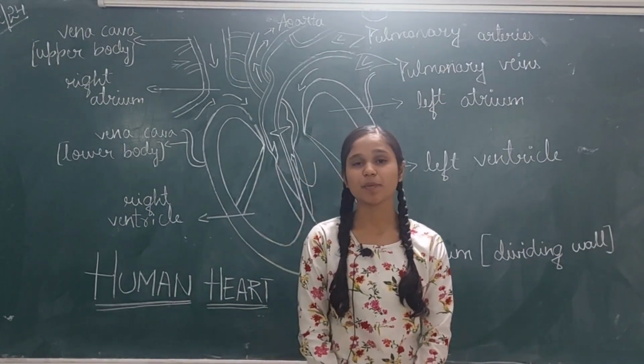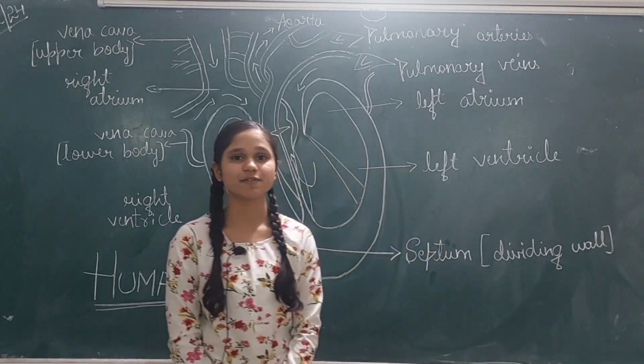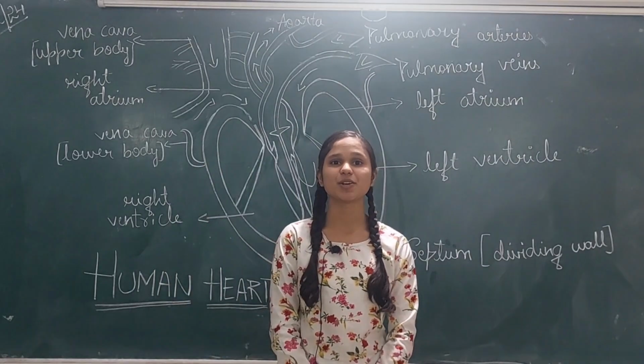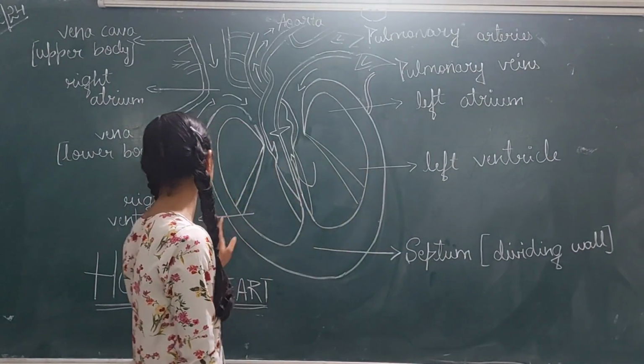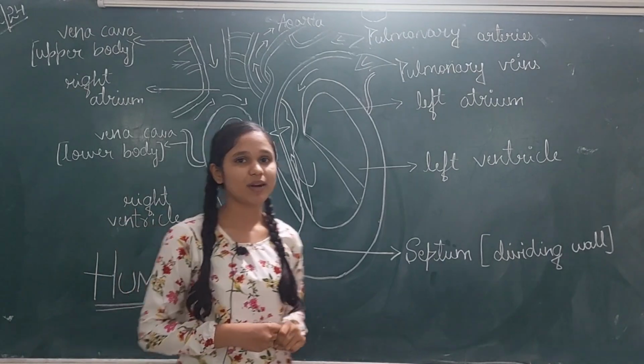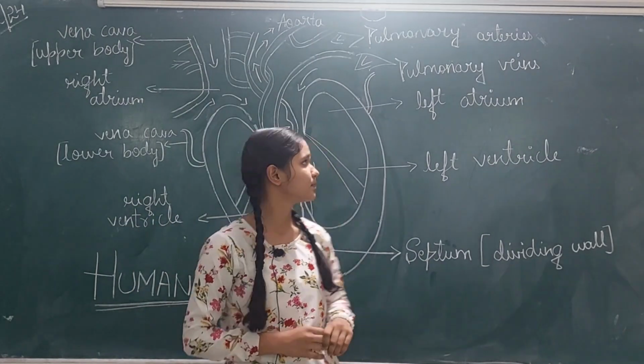Today I am going to explain to you about the human heart. The human heart has 4 chambers. The upper 2 chambers are known as atria and the lower 2 chambers are known as ventricles. So now let me explain to you about the parts of the heart.